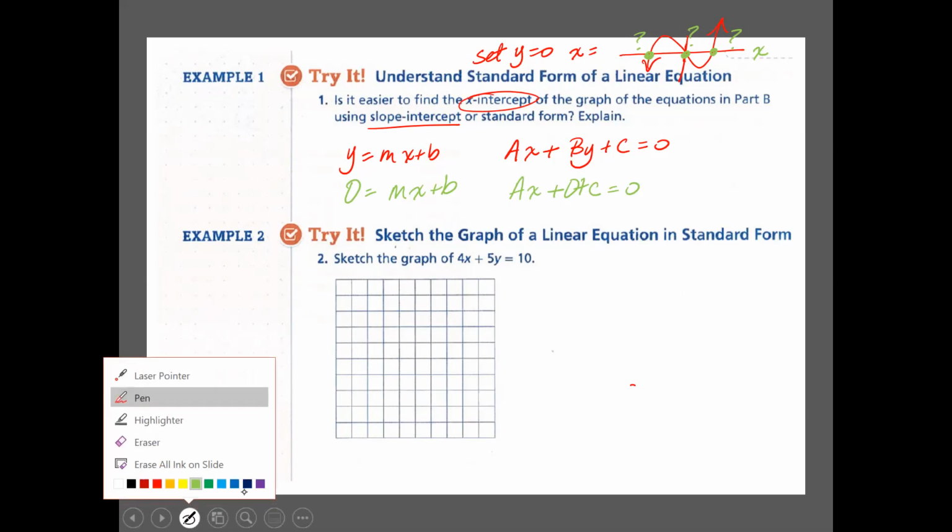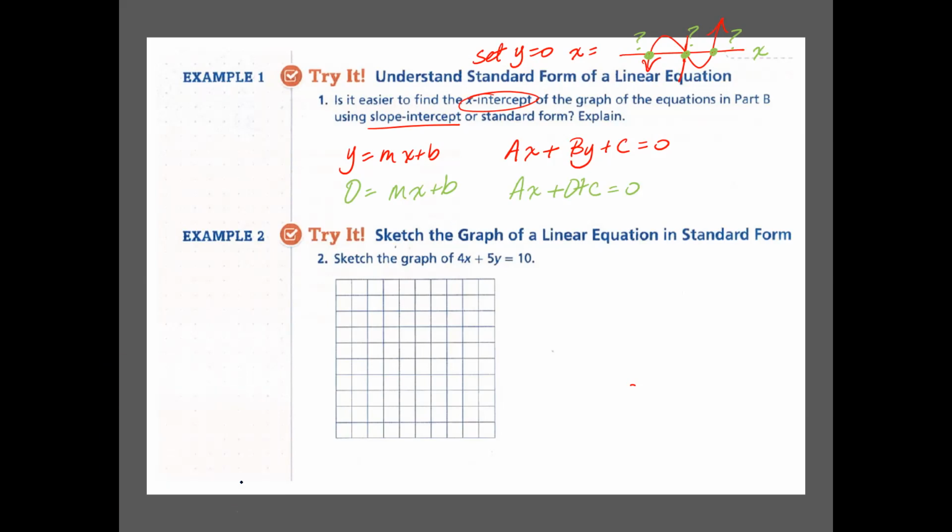All right, example 2. It says, sketch the graph of a linear equation in standard form. So this is not in slope-intercept form, so you will have to graph this. If I were to graph this, I will have to find the x-intercept and also the y-intercept.